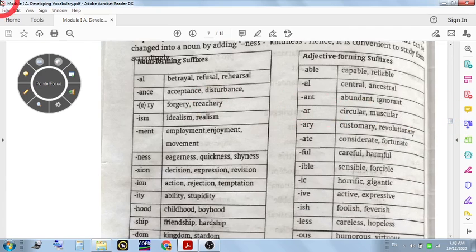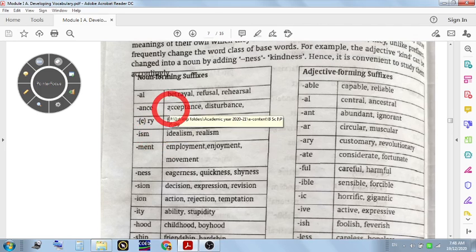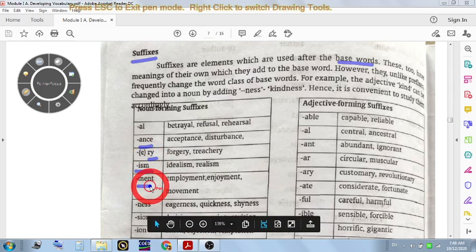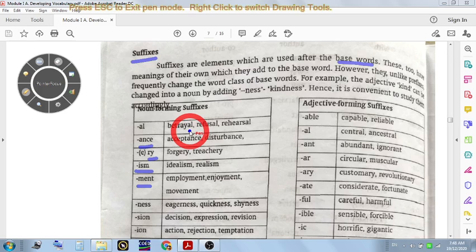Now let's see some other process of affixation, and that process is the suffix. Suffix means the elements are attached after the base word. For example, al, ness, er, ism, ment. Now the difference between prefixes and suffixes is that prefixes do not generally change the word class of the base word. On the contrary, suffixes generally do change the word class of the base word.